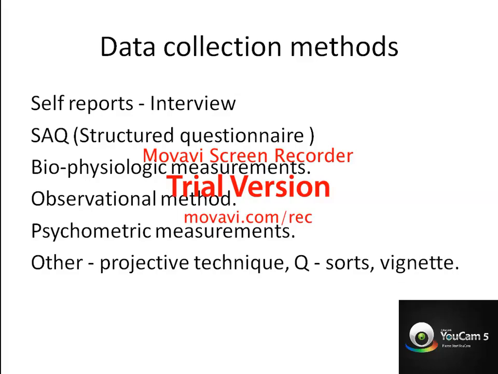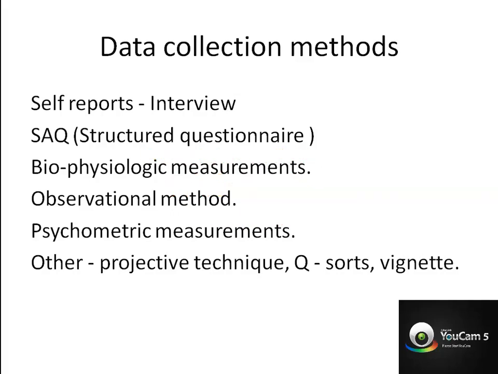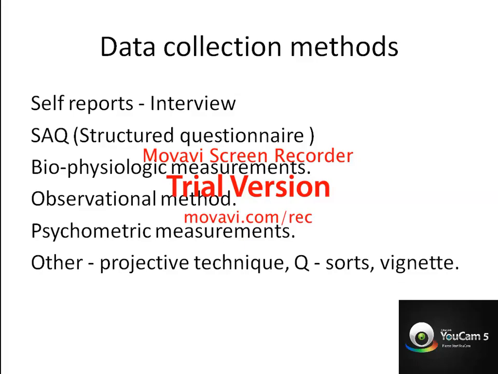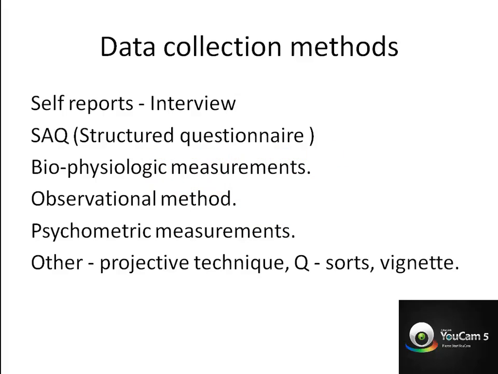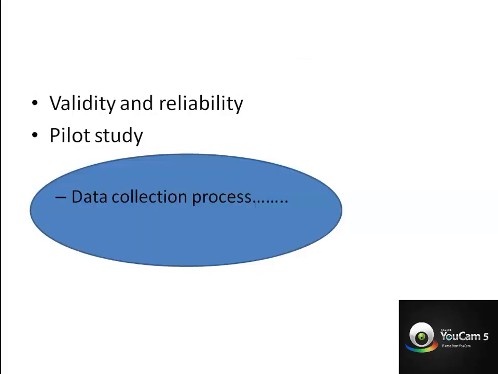So remember to keep the notes safe. In observational method, the data collection techniques we use are rating scale and checklist. And of course we have seen attitude scales also, and psychometric measurements like projective techniques, Q sorts and vignettes. So we have discussed all the data collection instruments. Make sure what type of data collection tool you are going to prepare for your research and start to work on that. The next one is validity and reliability.